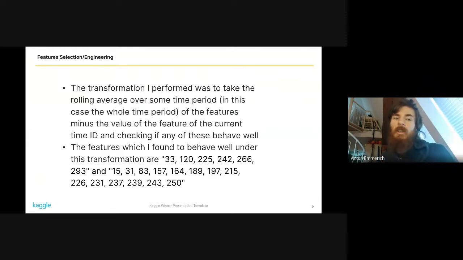But without knowing what any of these features actually mean, I can't tell if that actually makes any sense. It's just what I found by randomly trying out things. So I don't know if there's any meaning behind it.